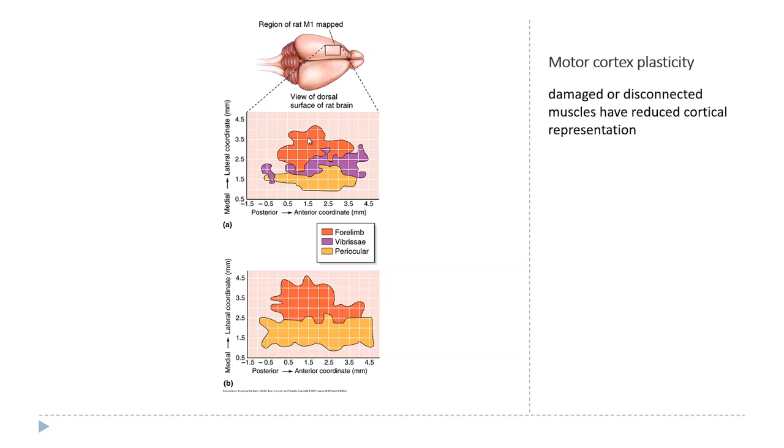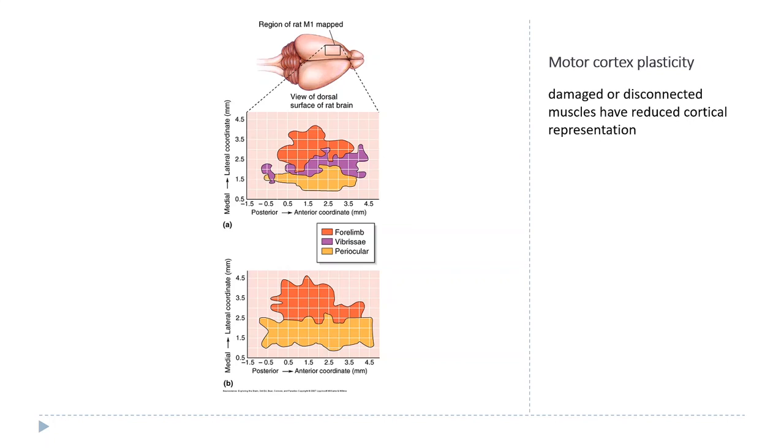But you can still see regions where you have forelimb control here in orange. That means that if you were to stick an electrode into this part of the brain of a rat and stimulate that region, the muscles of the opposite forearm, which would be the right forearm, would move. Down here in yellow, you have the periocular muscles under control. Periocular means the muscles around and attached to the eye. So in the yellow region you've got neurons that would control the muscles of the right eye. And in between are the neurons that control the muscles of the vibrissae.